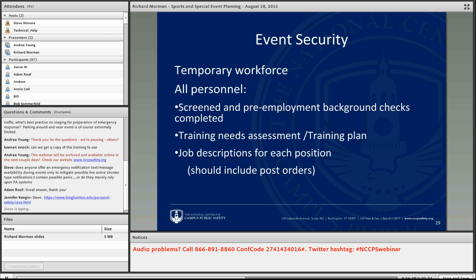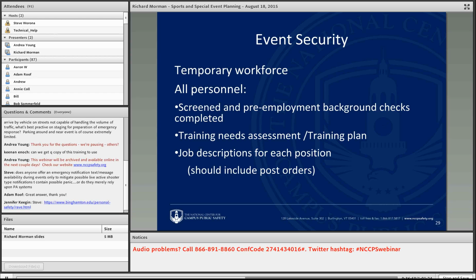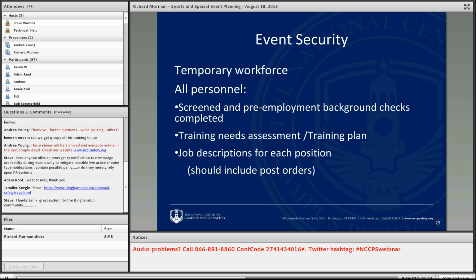It's also important to conduct a training needs assessment. If you have these same events every year, and we'll stay with the football example, of course, you have people coming back each year who have maybe worked those same positions every year. Sometimes you're going to get new people in these positions. So it's important that you do a training needs assessment and make training your employees part of your planning.